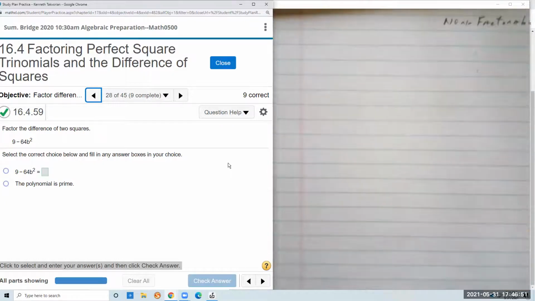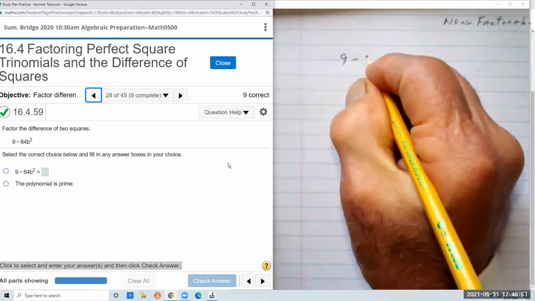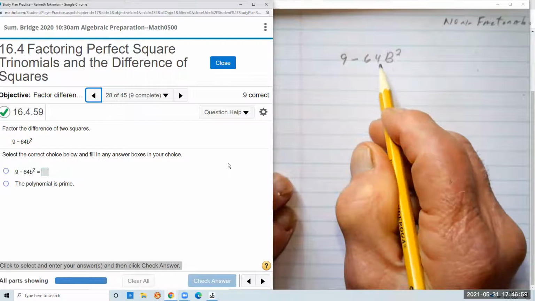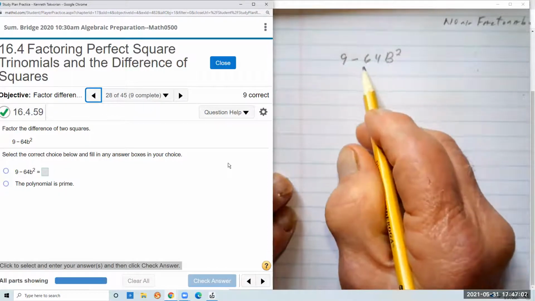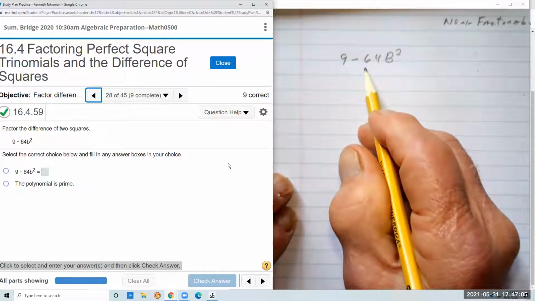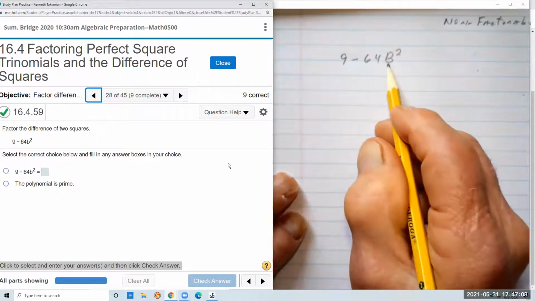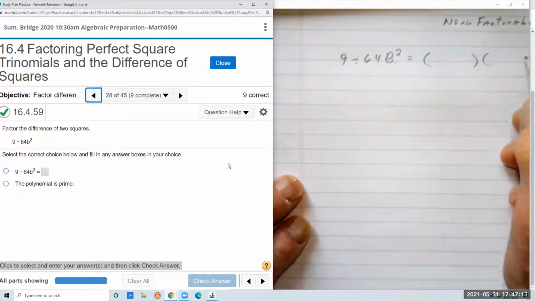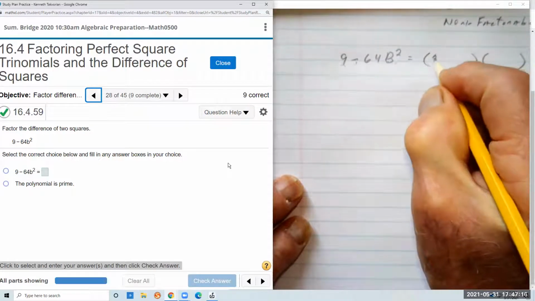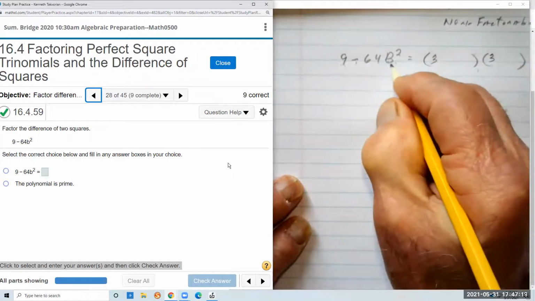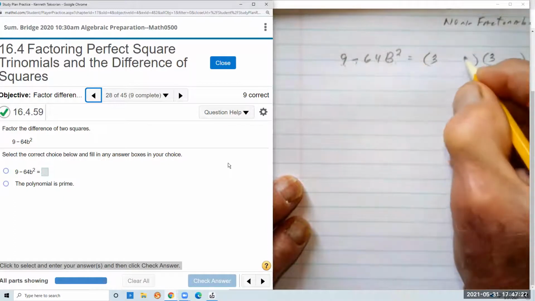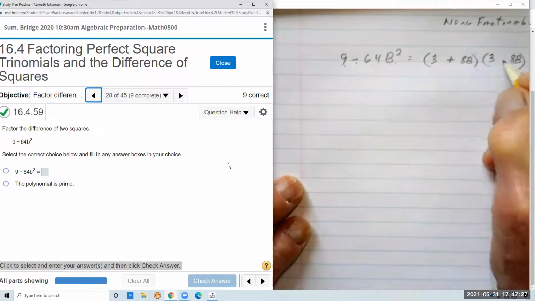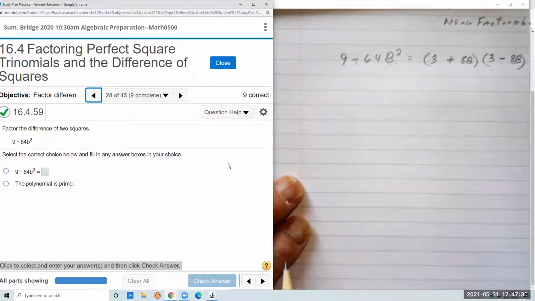And for our next problem, we have 9 minus 64b squared. Don't turn this around and put the b squared term first, because then you have a negative coefficient, and then it won't look like the difference of two squares. It is in the form of the difference of a square and a square. So factor in the order given. Factors of the first term go first. Factors of the second term, or square roots of the second term, would be 8b. They go last. Connect the first pair with a plus and the second pair with a minus, and that is the correct answer.